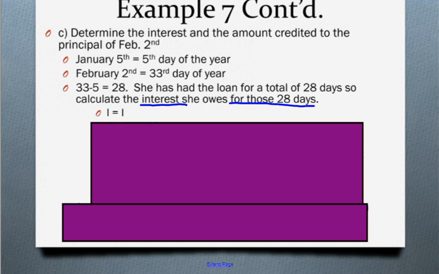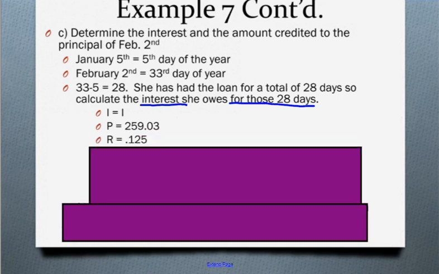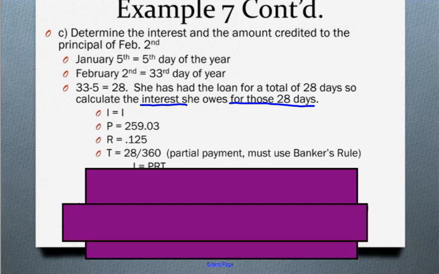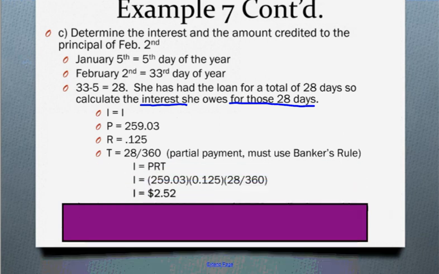P, her principal for the last 28 days, was $259.03. Not $400 anymore. We don't have to pay interest on the $400. We're only paying interest on the amount of money that she still owes the bank. She still owes them $259.03. Then her interest rate's still the same. Her time was 28/360ths. I equals PRT. We put all that into the calculator, and you find out that her interest is $2.52.